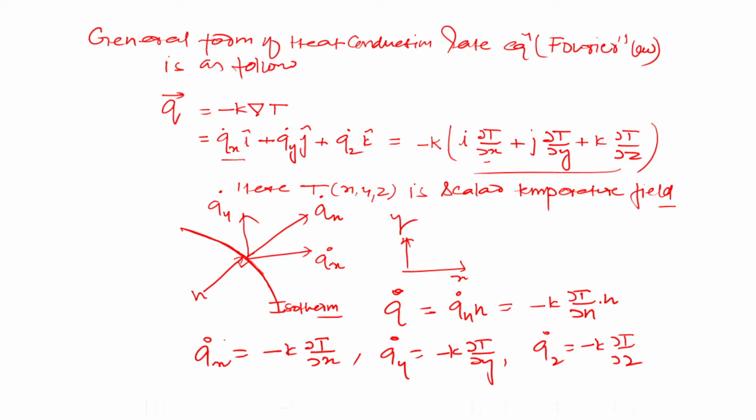In this equation we have considered the medium is isotropic. What is the meaning of isotropic? An isotropic medium is a medium for which the value of properties is independent of coordinate direction. Clear?